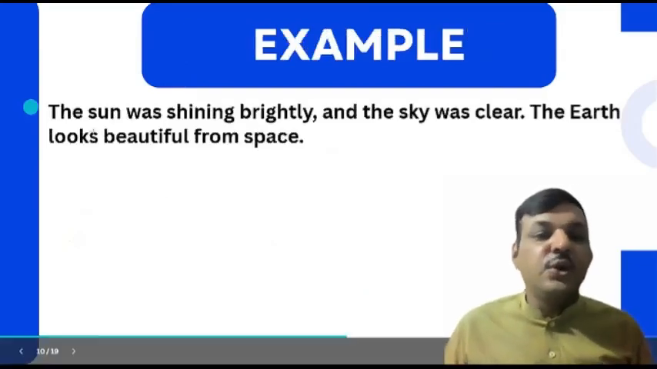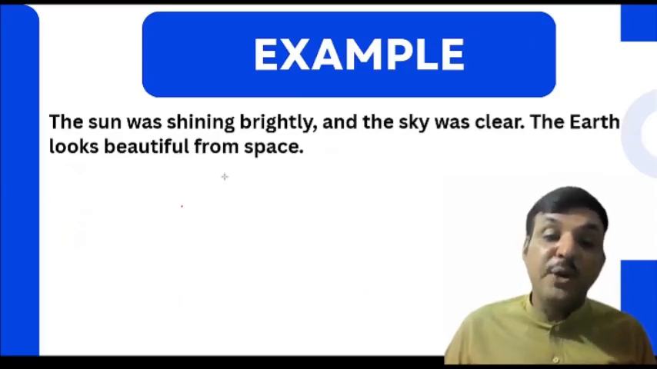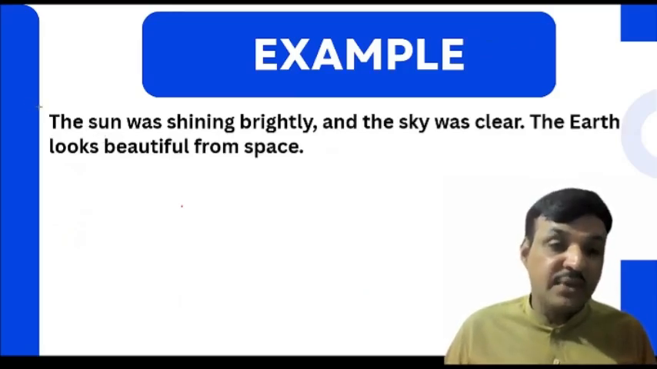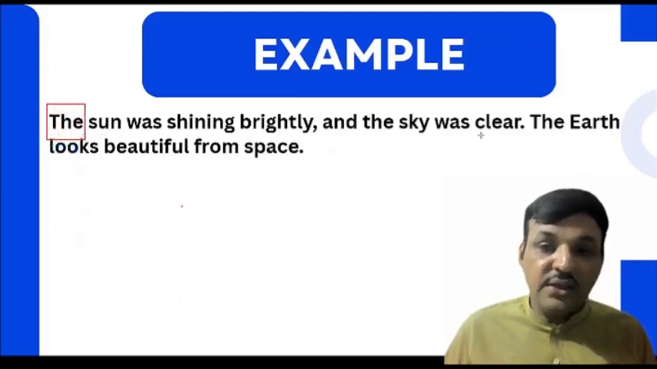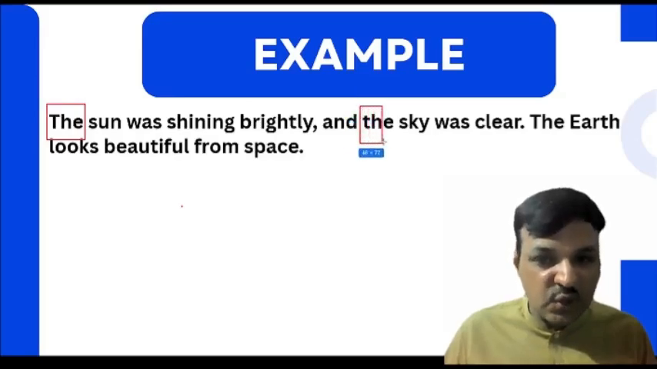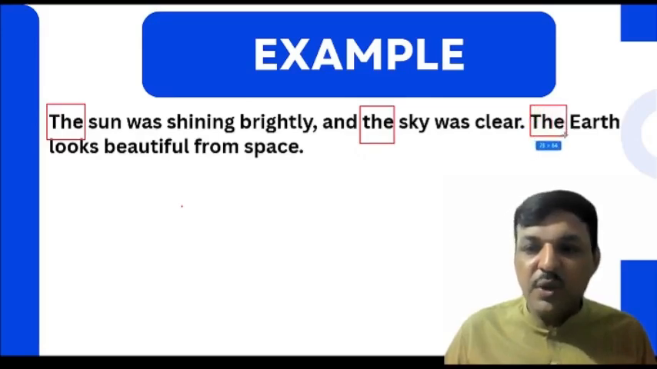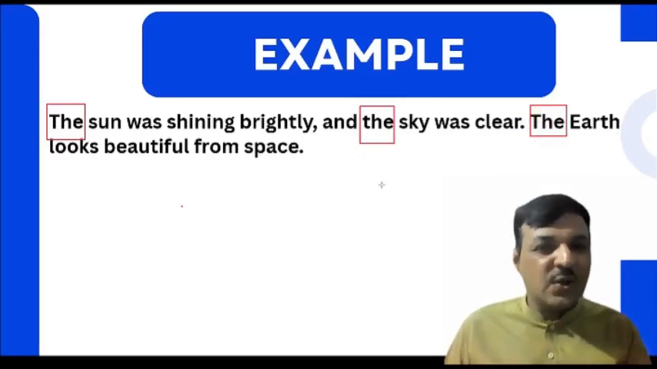Here in the example, you can notice: the sun was shining brightly and the sky was clear. The earth looks beautiful from space. Here you can notice the sun is unique, only one in the world, so use the article here. And the sky is also unique, only one in the world, so use the article here. And the earth is also one and only. Use the article because these are all unique things. To master this, go to the task now.